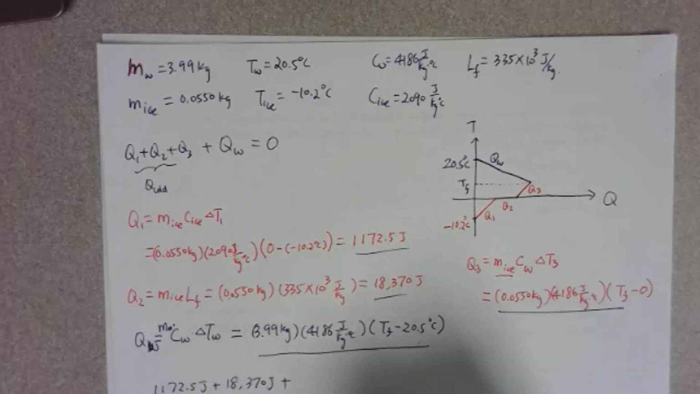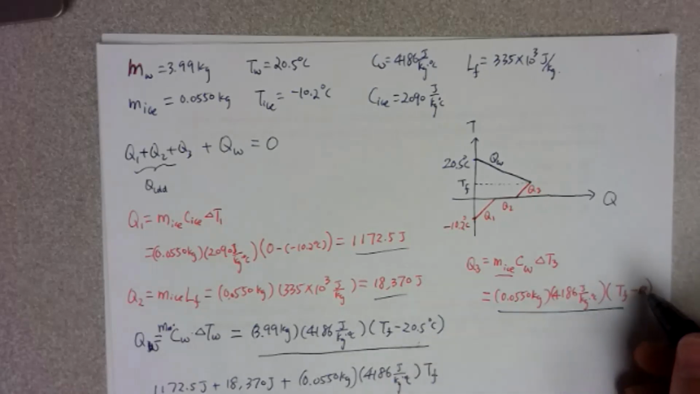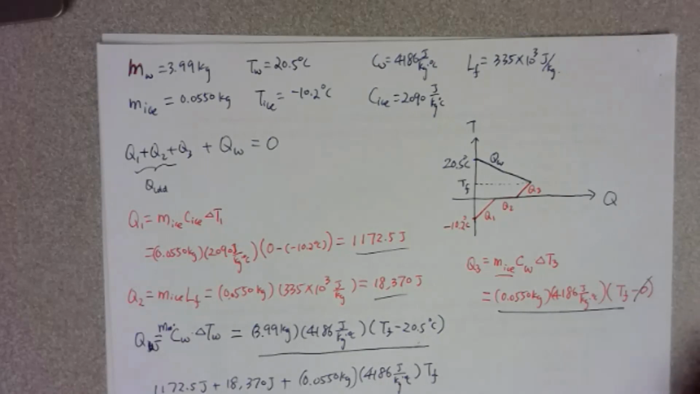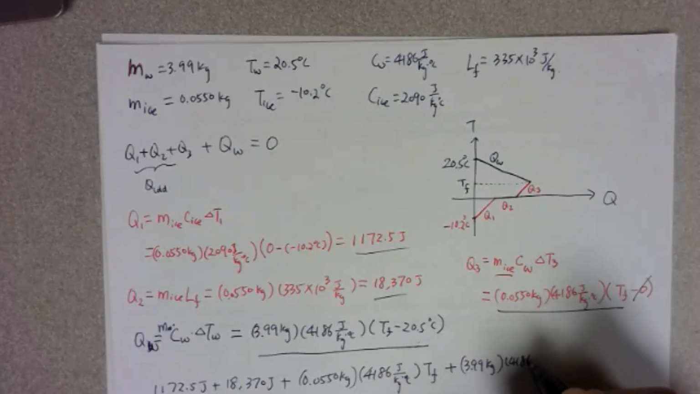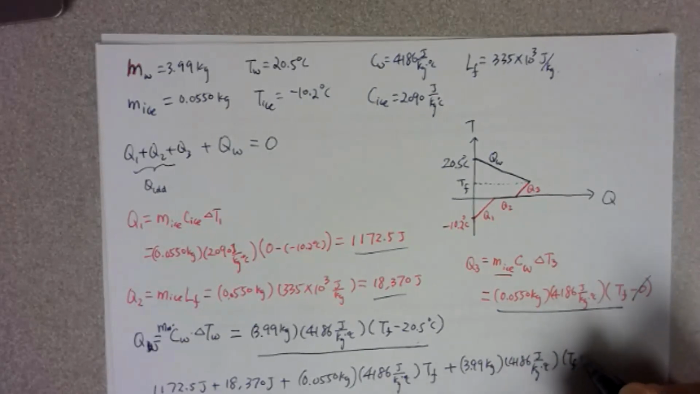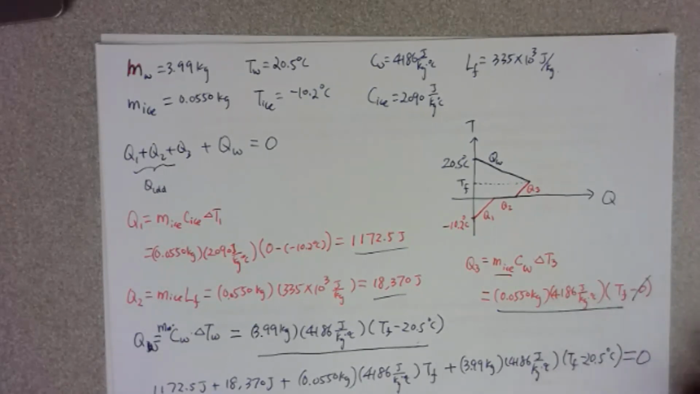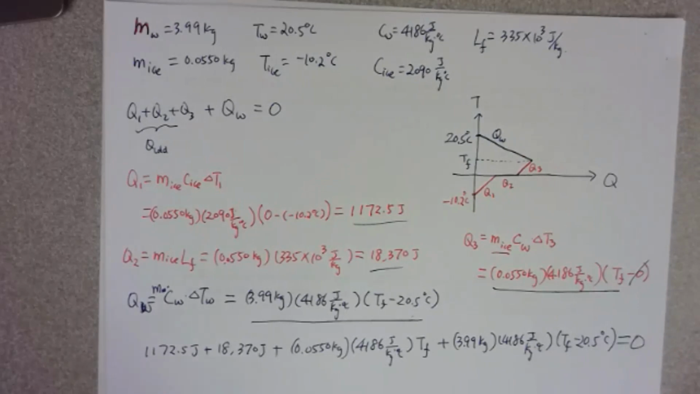18,370 joules plus 0.0550 kilogram times 4186 joules over kilogram degrees Celsius times TF, right? That 0 will not count, okay? And plus 3.99 kg times 4186 joules over kg degrees Celsius times TF minus 20.5 degrees Celsius. All add up to be 0, okay?